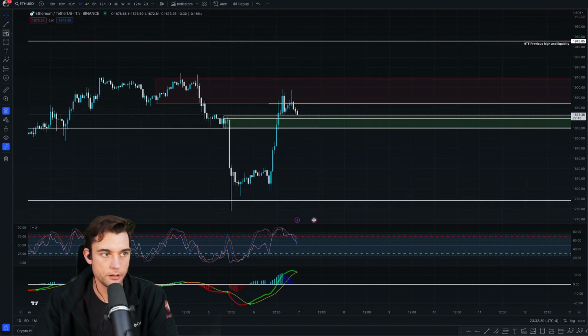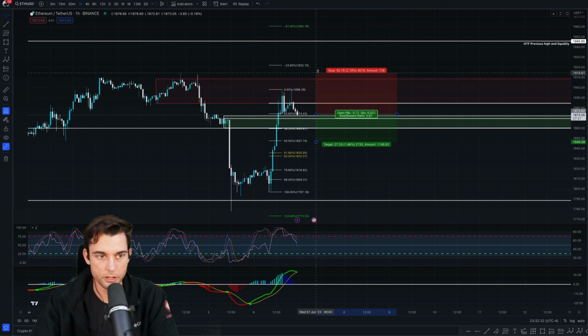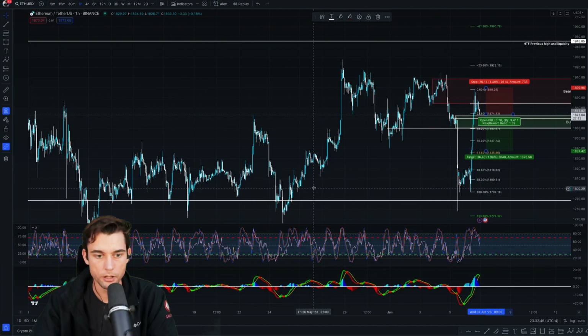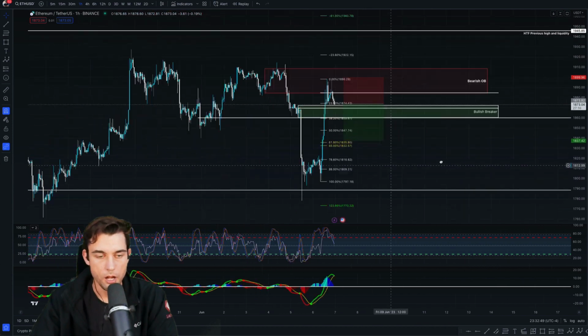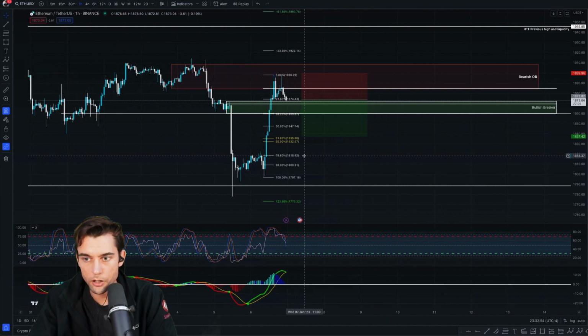But if I did, here's the new range. I would target somewhere in there. And if we fell down here, closed down here, and then moved back up, this would be the trade. This is a terrible trade. I'm not really getting a good trade setup on here.